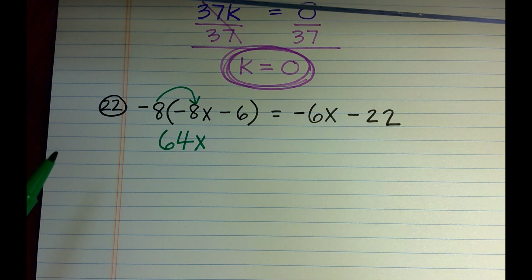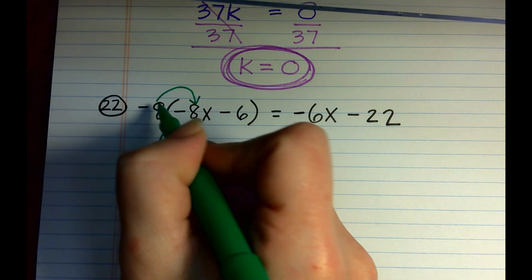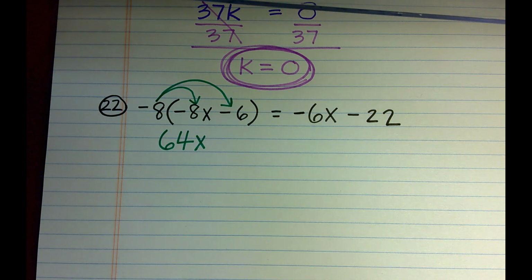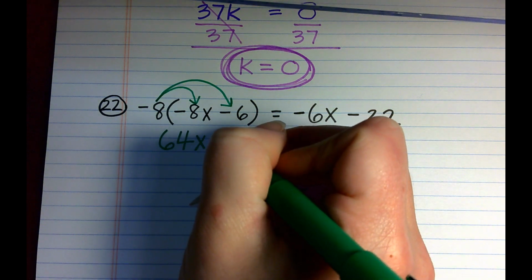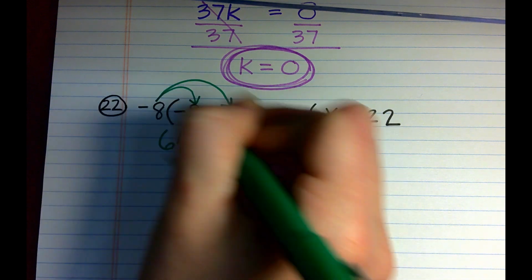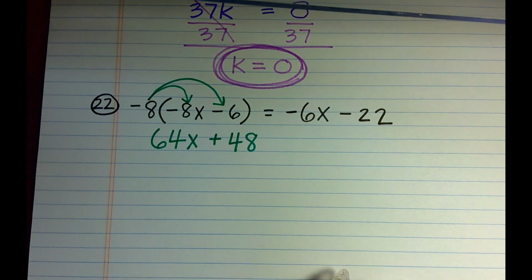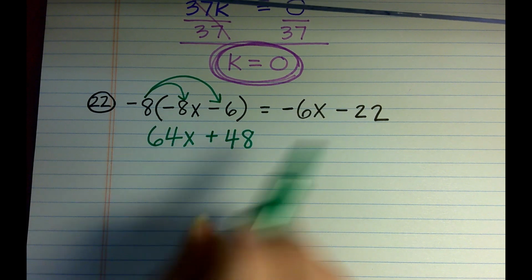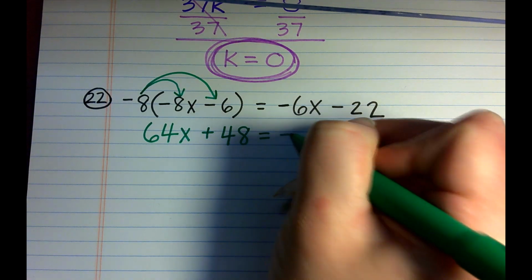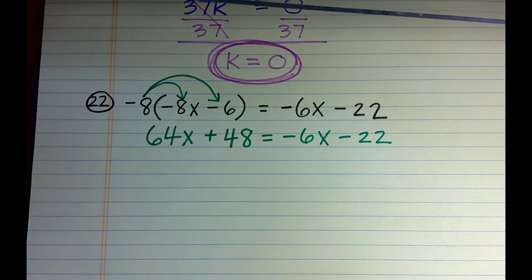Now, what am I multiplying next? -6. Yes, -8 times -6, which is 48. So, plus 48 or minus 48? Plus 48. Good. We have another negative times a negative. Those cancel out, and they're positive. So, now we'll just bring everything down. Equals -6x minus 22.